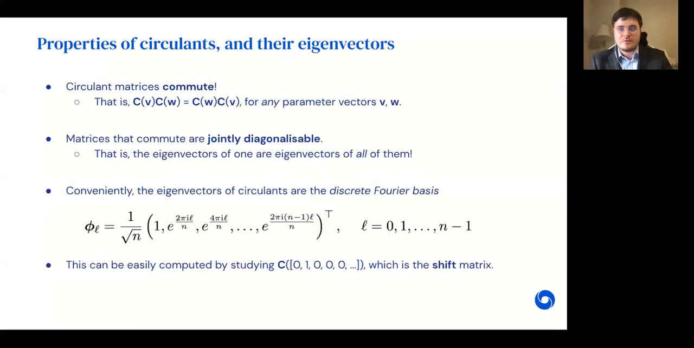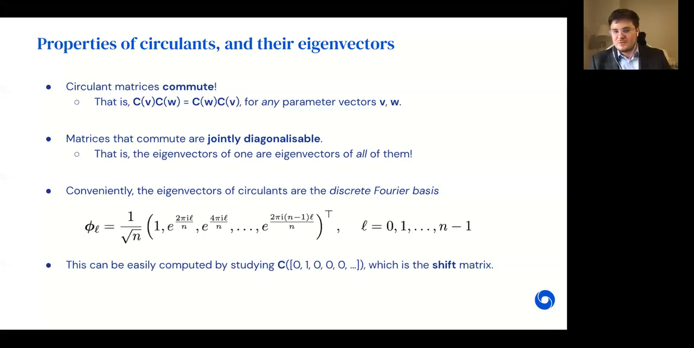Now, one very important property of circulant matrices is that they commute. That is, no matter what vector I choose as the first vector of a circulant matrix, I'm able to commutatively apply it with any other. And matrices that commute are also known to be jointly diagonalizable. That is, the eigenvectors of one of them are eigenvectors of all of them. That means that they eigendecompose in the same way. And very conveniently, all circulant matrices decompose to exactly the discrete Fourier basis, formed by the complex roots of unity.